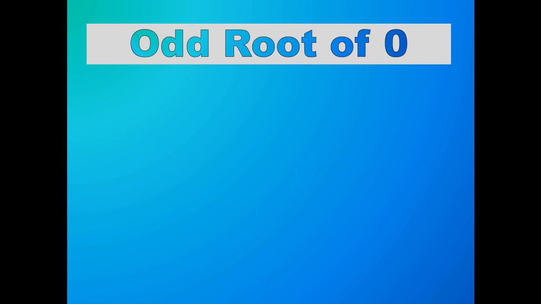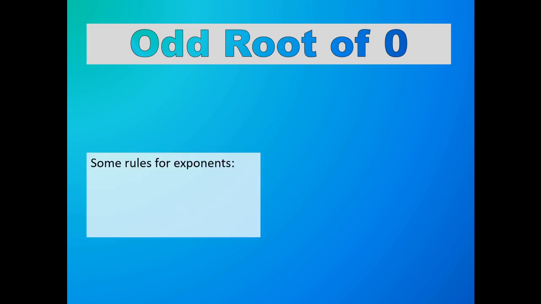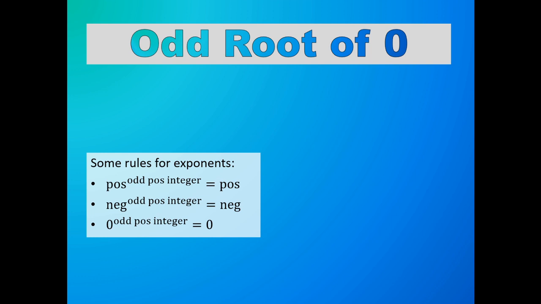Let's now talk about the odd root of 0. Here are some rules for exponents. A positive number to an odd positive integer is equal to a positive number. A negative number to an odd positive integer is equal to a negative number times a negative number times a negative number, and so on, and we'll end up with an odd number of negative signs, and so that would be a negative number. 0 to an odd positive integer is equal to 0.